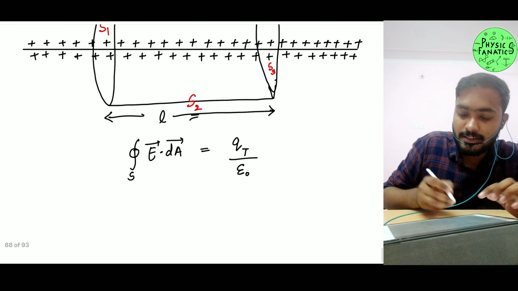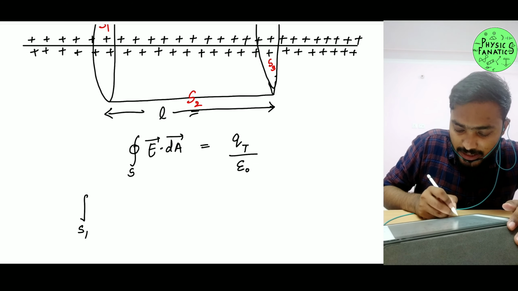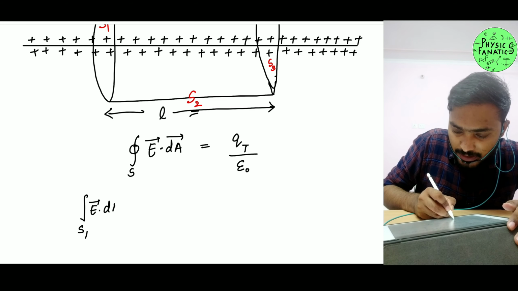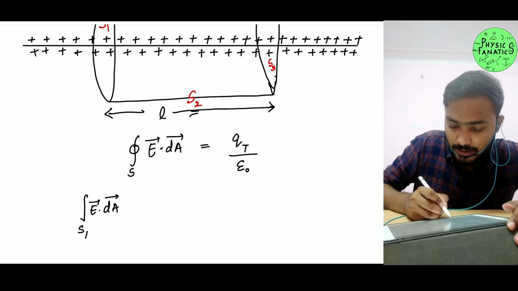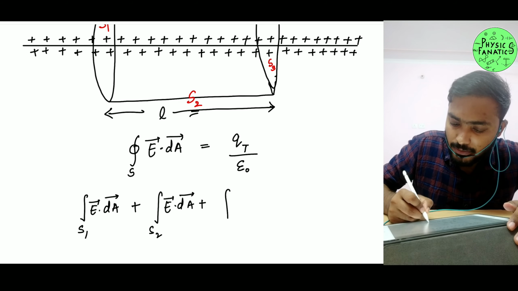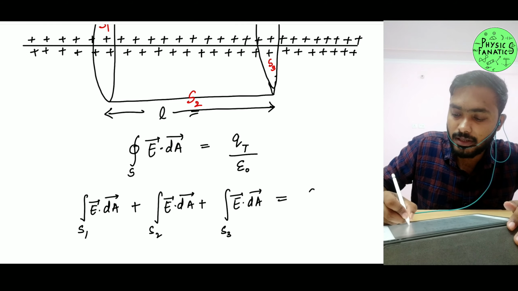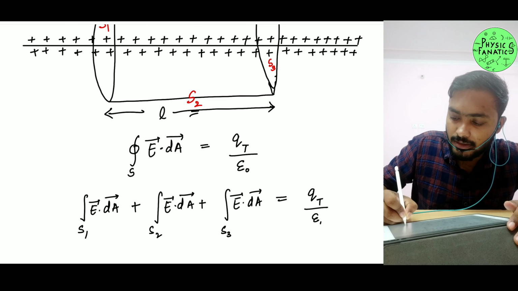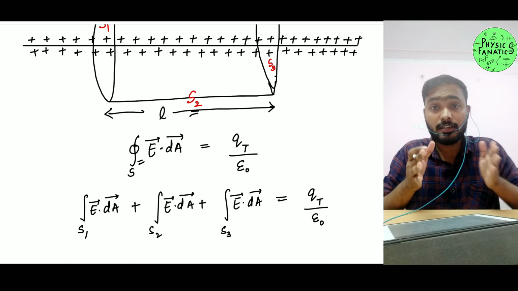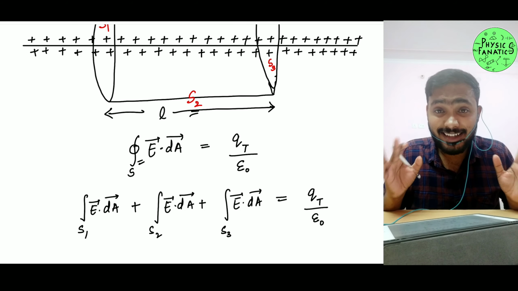Again I can divide my S into three different parts. This is divided into the integral over S1, the first circular part, of E dot dA, plus the integral over S2, the curved part, of E dot dA, plus the integral over S3, again the circular part, of E dot dA. Since I have divided S into a circular part, the curved part, and again a circular part, the integral sign is no longer closed. I hope that is understandable.